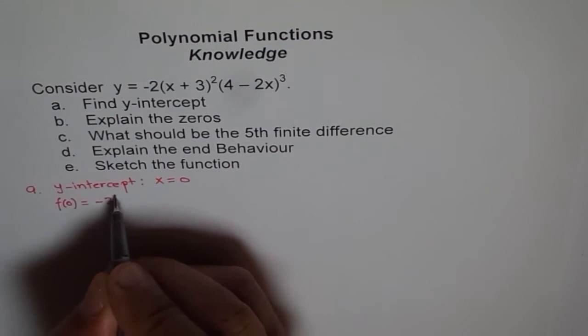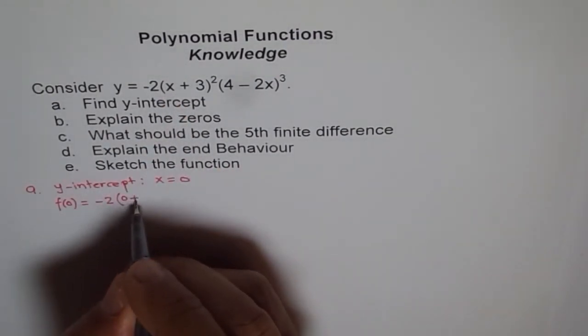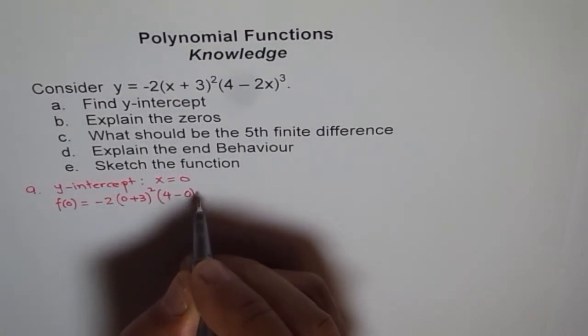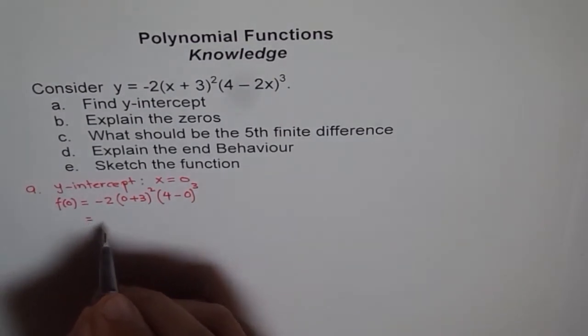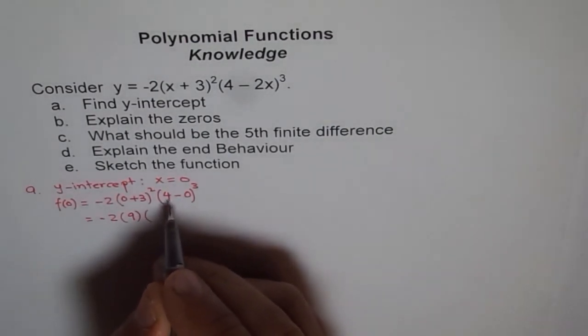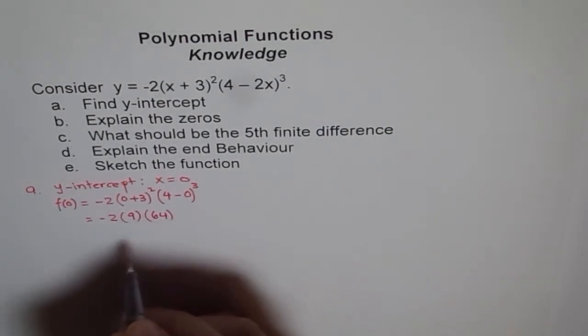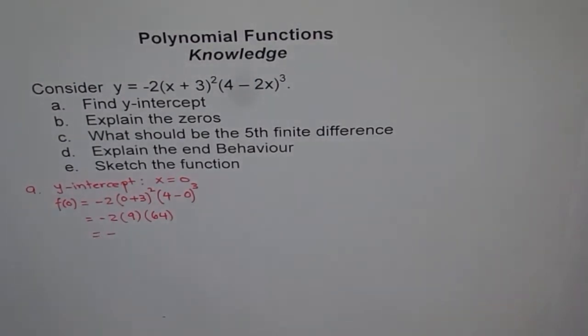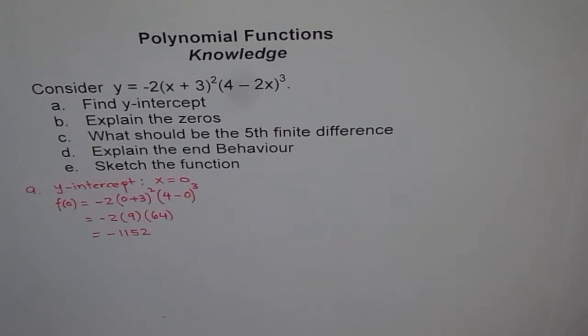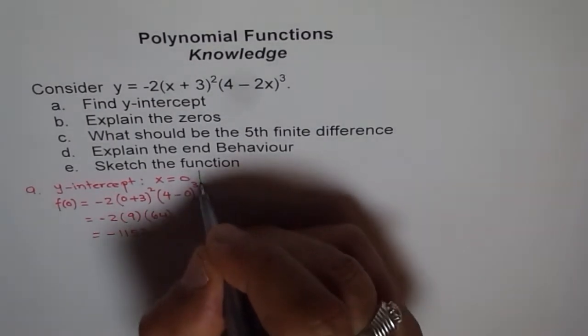This is minus 2 and 0. Let me write 0 first. 0 plus 3 whole square, and this is 4 minus 2 times 0, which will be 0, cube, right? And therefore we get minus 2, 3 square is 9, and 4 cube is 4 times 4, 16 times 4, 64, right? And this equals the negative of some big number, and that number is 2 times 9 times 64, 1152. So that number is 1152. So the first part is done for us, and that is the y-intercept.